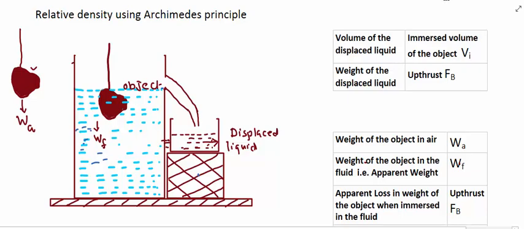Let us see how we can measure the relative density of an object using Archimedes principle. This method is applicable to objects which are denser than water and are insoluble in water. Let's say we have this object, probably a stone of an irregular shape, and its weight in air is Wa. So the weight of this object is Wa.